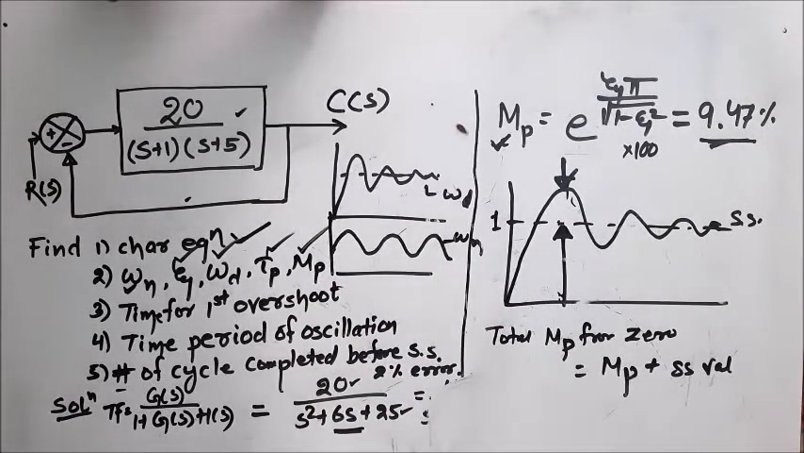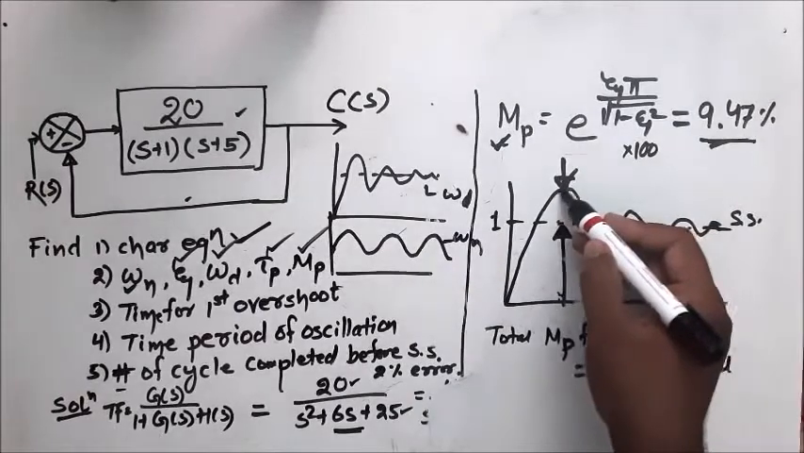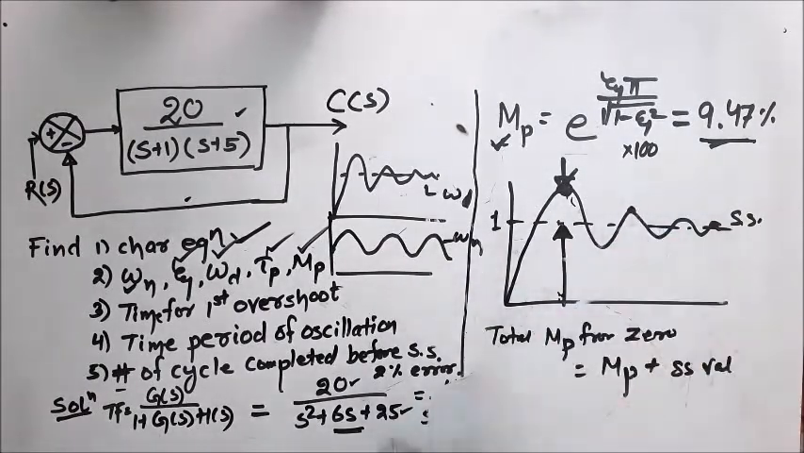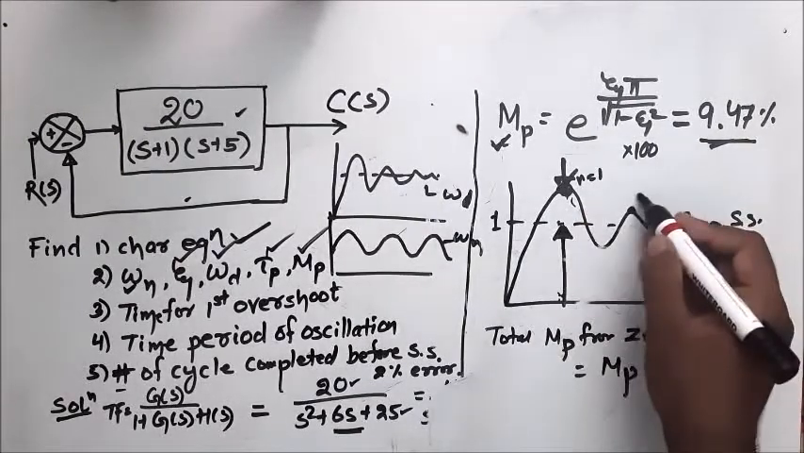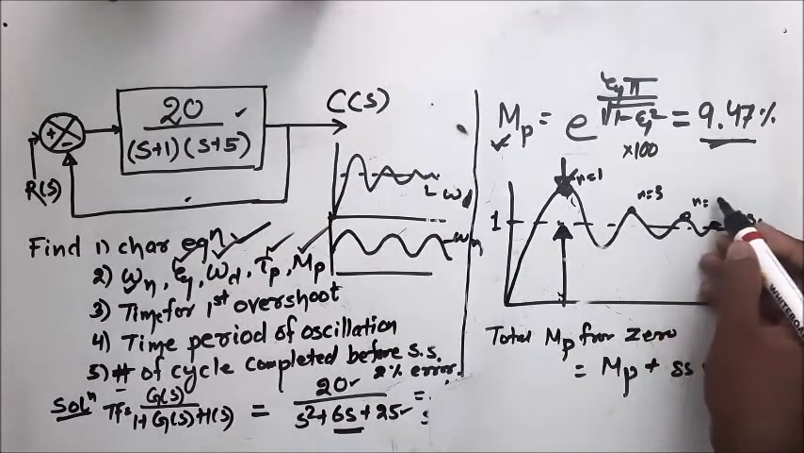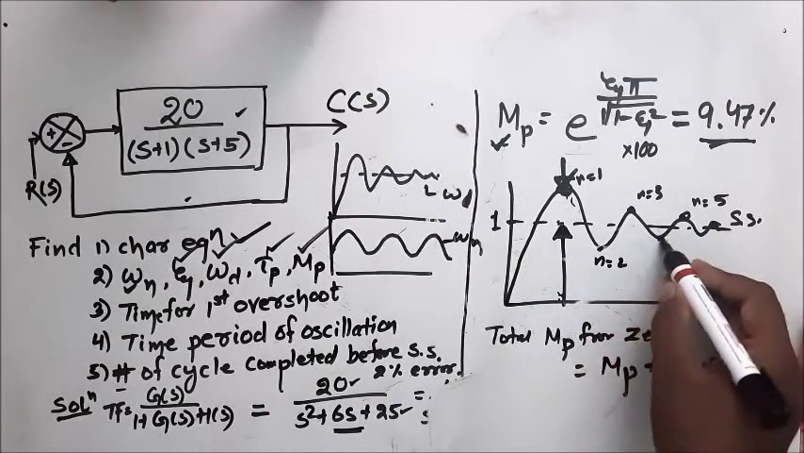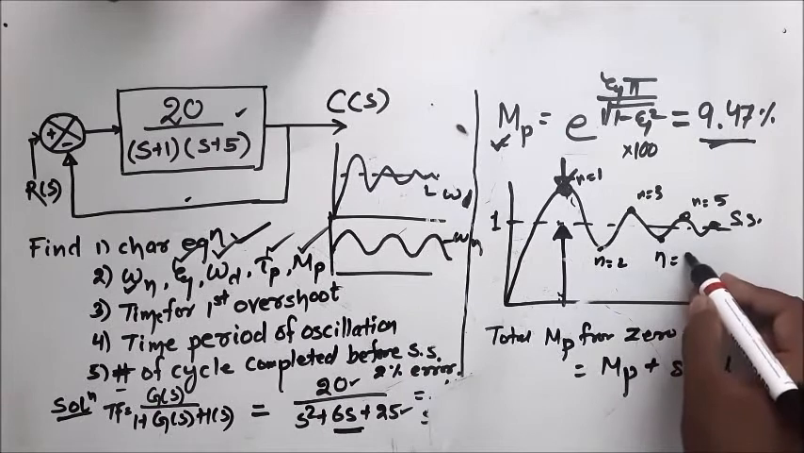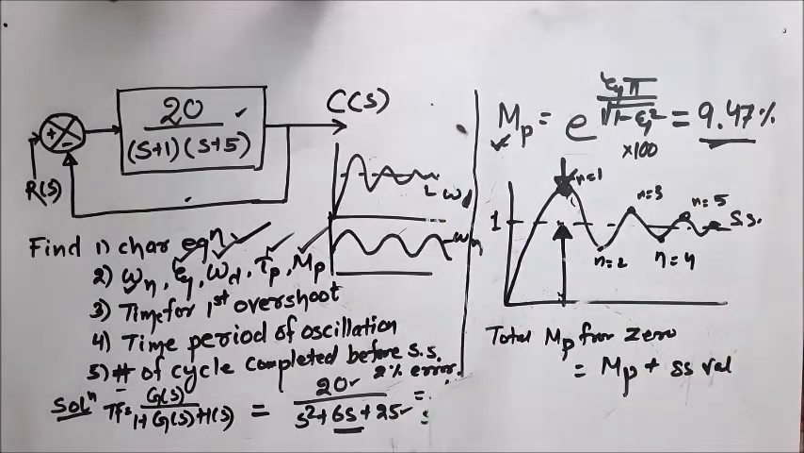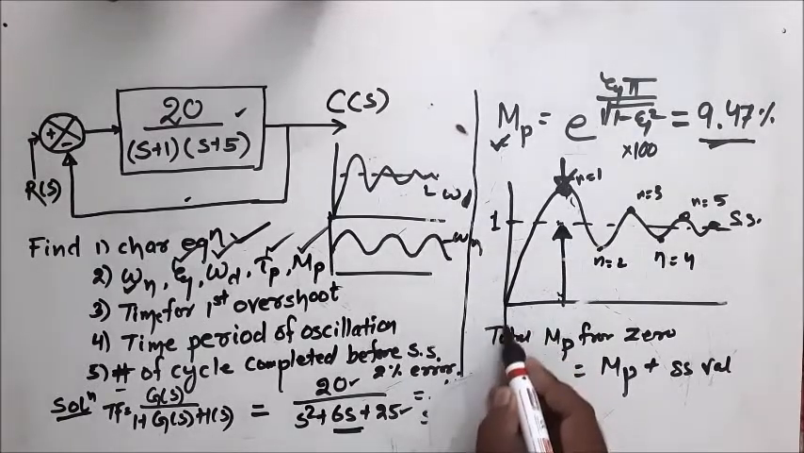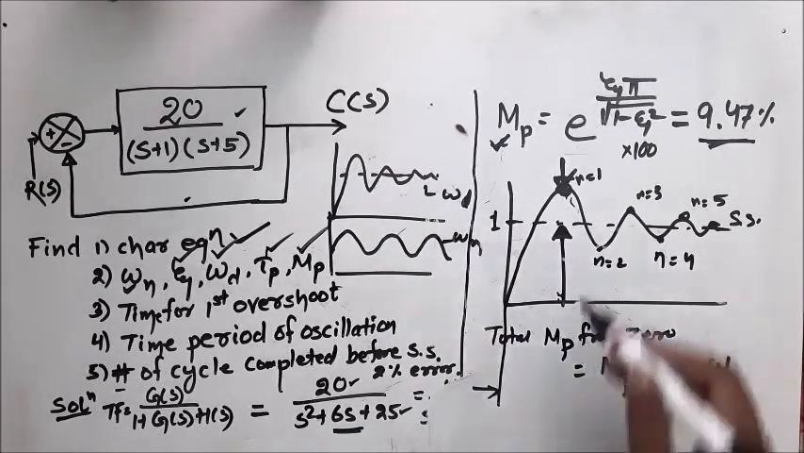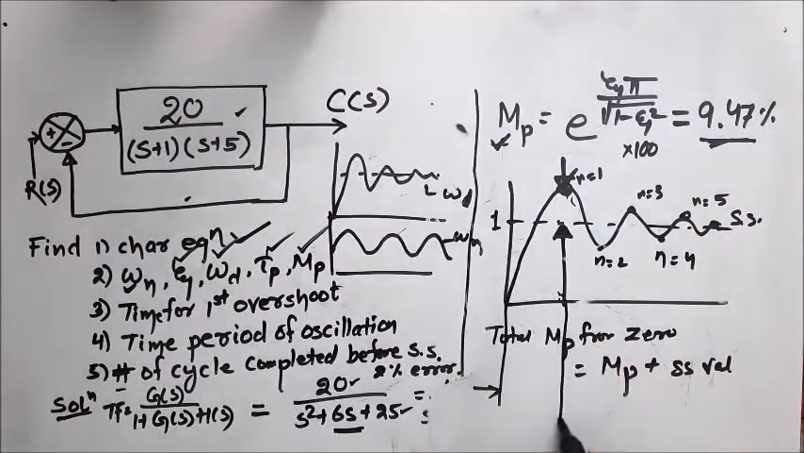And the time for first overshoot, what is that? So this is my first overshoot, this is my second overshoot, this is my third overshoot. Here n is equal to 1, here n is equal to 3, here n is equal to 5. This is my first undershoot, so n is equal to 2. This is my second undershoot, so n is equal to 4. So the odd numbers indicate the overshoot and the even numbers indicate the undershoot. So if they ask what is the time for the first overshoot, obviously time starts from 0, and the first overshoot will be here, so this is the time they ask.